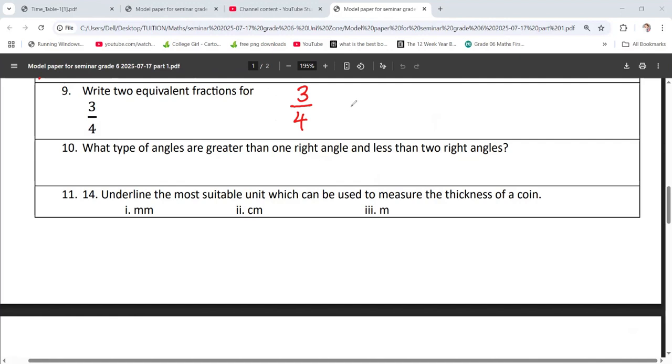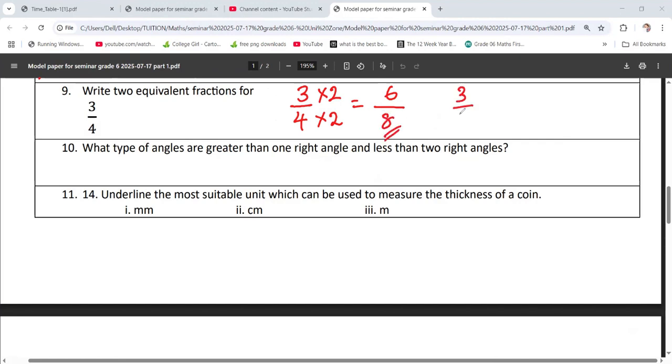But here you see that you cannot divide this further, so you can multiply by 2. You can multiply by any number, right? But both up and down, both numbers must be the same. Here I multiply by 2 because this is the easiest. 3 into 2 is 6. 4 into 2 is 8. So this is an equivalent fraction.